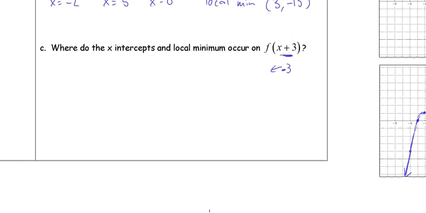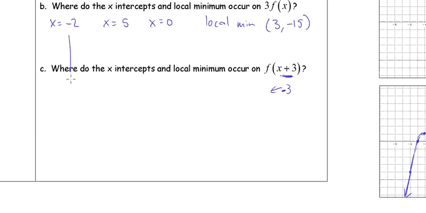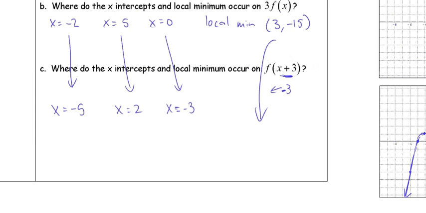Everything's moving 3 to the left. Our previous root of -2 becomes x equals -5. It's been shifted 3 to the left, and 5 is now x equals 2, subtracting 3 from the x value, and 0 becomes x equals -3. Just shifting everything 3 to the left. Our local minimum likewise is shifted 3 to the left, so it's going to be at 0, and the y value is unchanged. So y is -5 on your local minimum. All right, hope that helped.